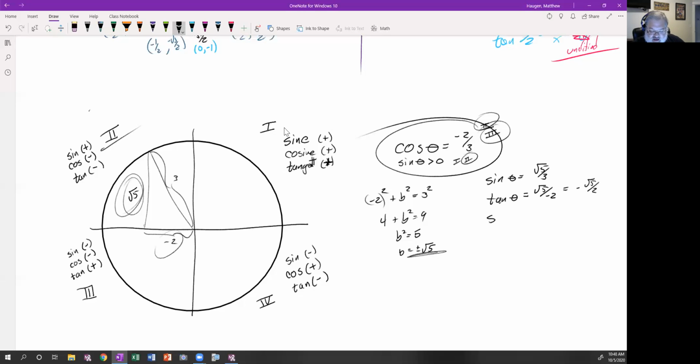And again, we could keep going. What would the secant of that angle be? Well, we know the secant is supposed to be the reciprocal of cosine, so negative 3 halves. The cosecant, the reciprocal of sine, so it's going to be 3 over square root of 5, which you could rationalize. You guys are rationalizing your stuff, right? I keep saying, obviously, you guys are going to rationalize that.